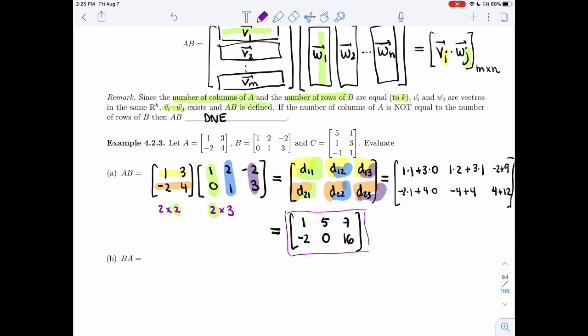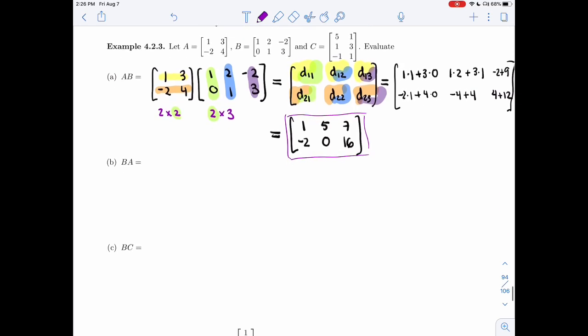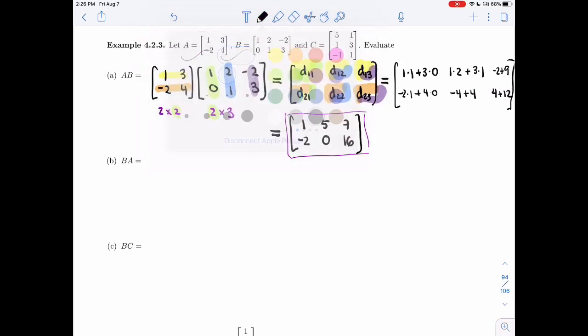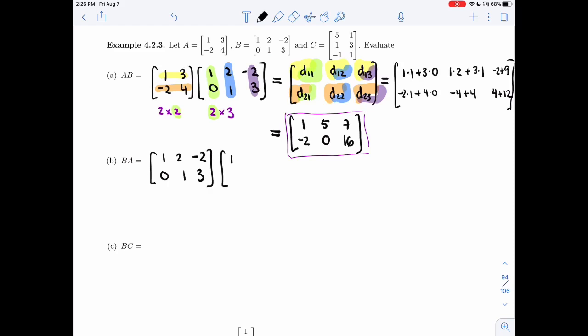All right, so it's a bit tricky at first to keep everything straight, but it gets easier. All right, let's try BA. The more practice you do, the more comfortable you'll be, the faster these will go. So BA is like this.